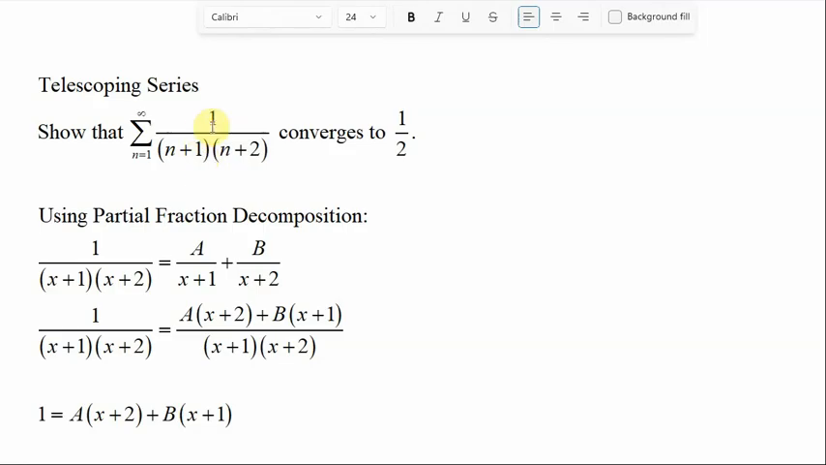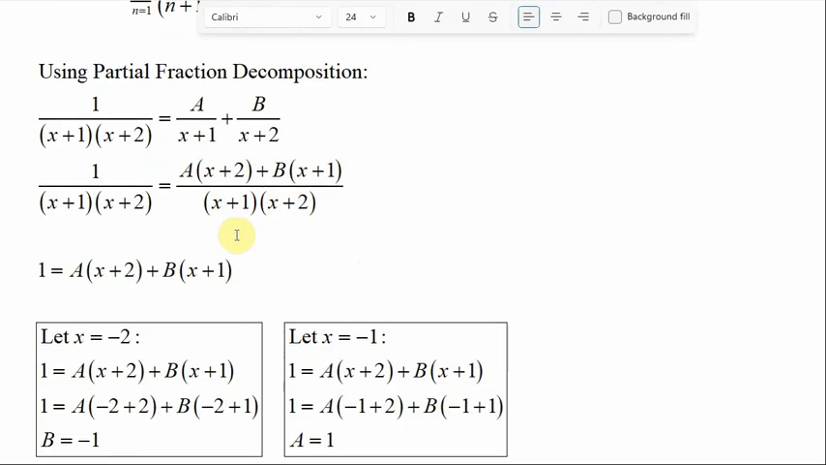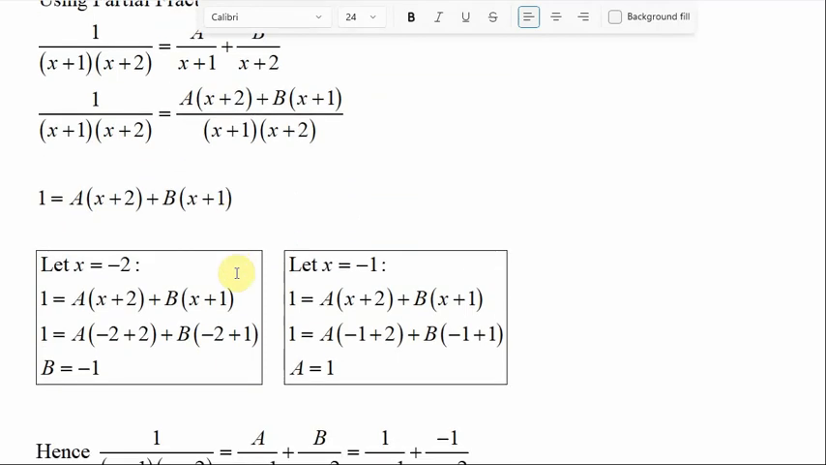This fraction is equivalent to the expression 1 over x plus 1 times x plus 2, and we can write this as some constant a divided by x plus 1 plus some constant b divided by x plus 2. To combine these two expressions, we can cross multiply, so it would be a times x plus 2, plus b times x plus 1, divided by the product of the two denominators here. So what this means is that 1 is equal to all of this. And this equation right here is true for all x, for any x.